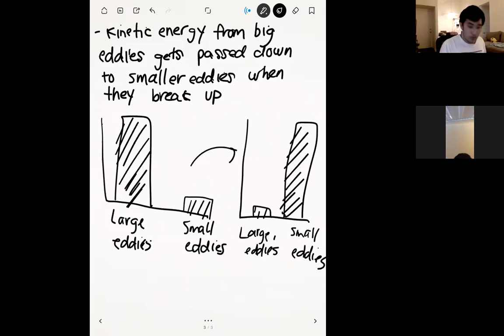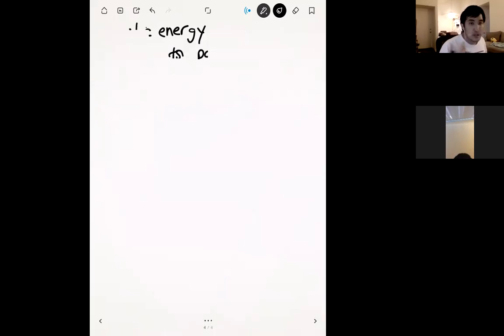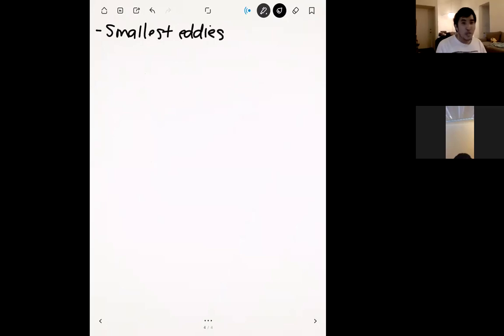Okay. And so this process of the eddies breaking up will basically continue until you reach the smallest eddies. And so how do we know when we reach the smallest eddies? Usually we know because the size of these eddies is on what's called the Kolmogorov scale.